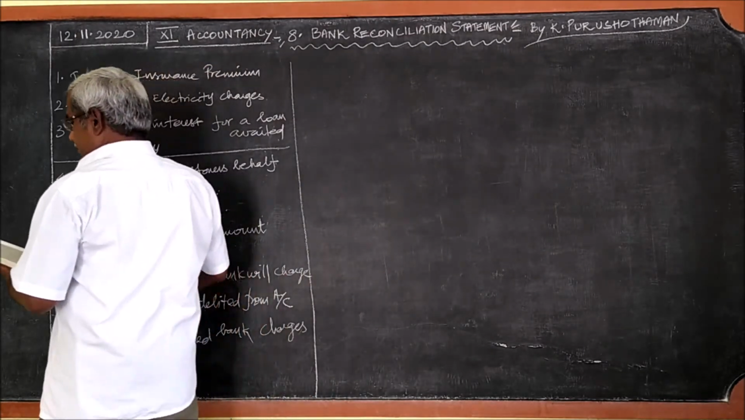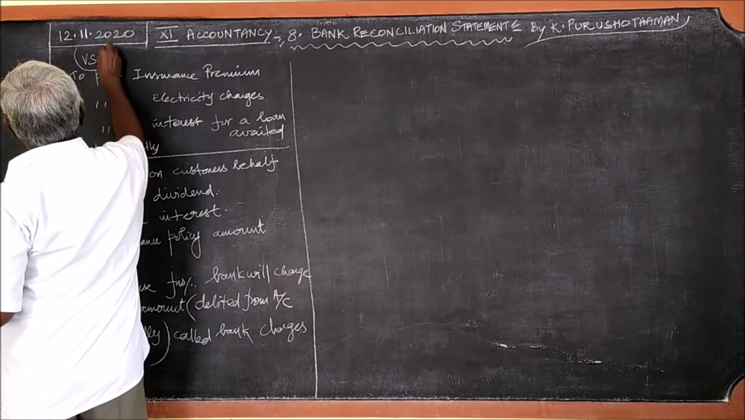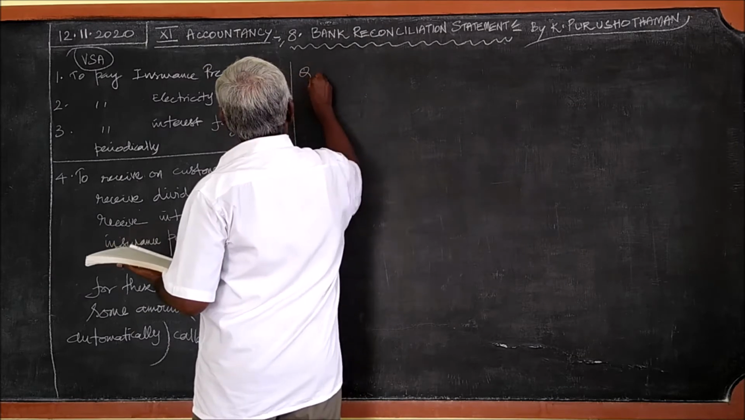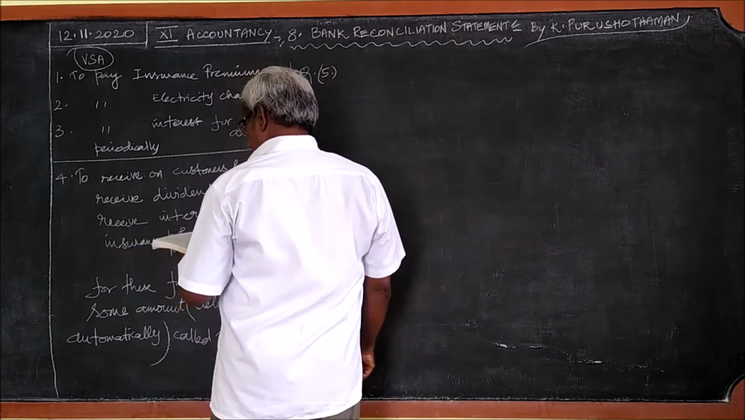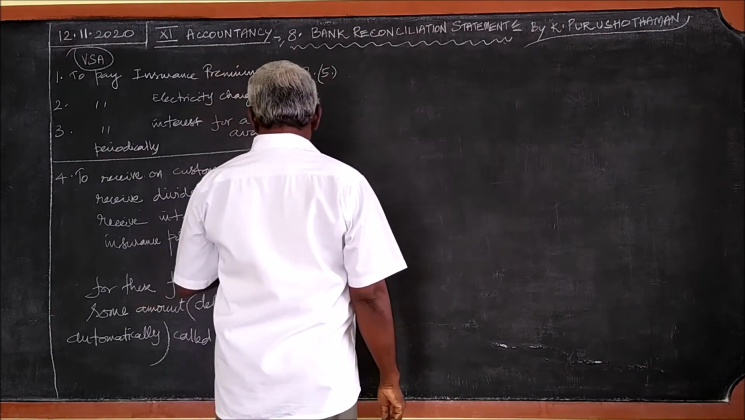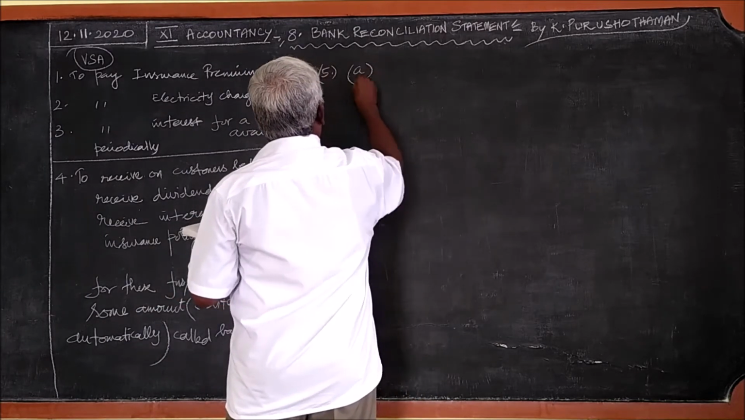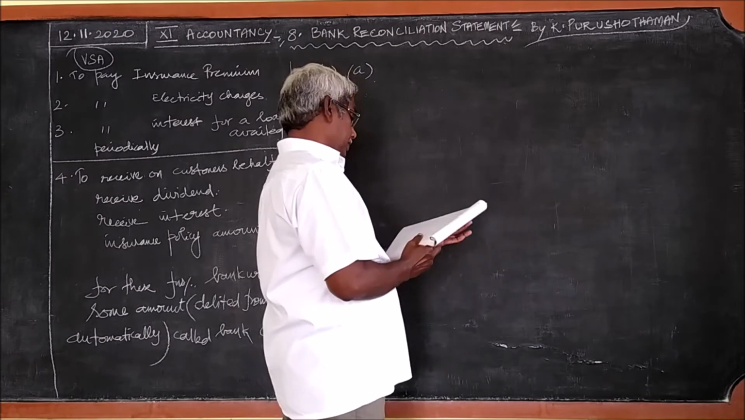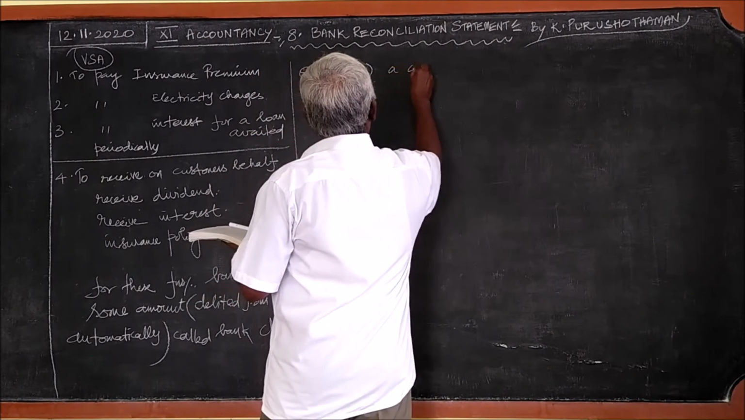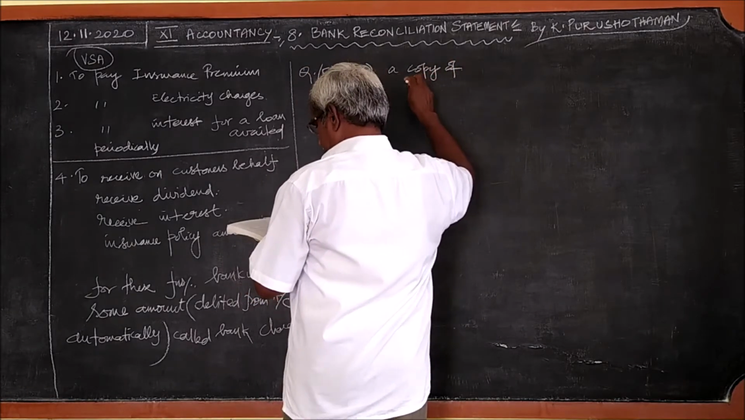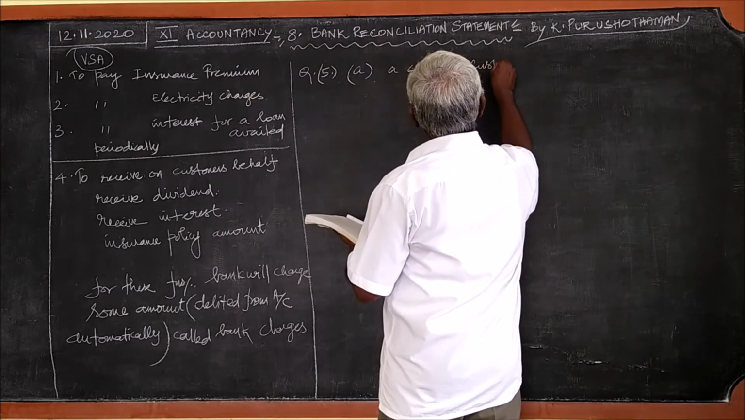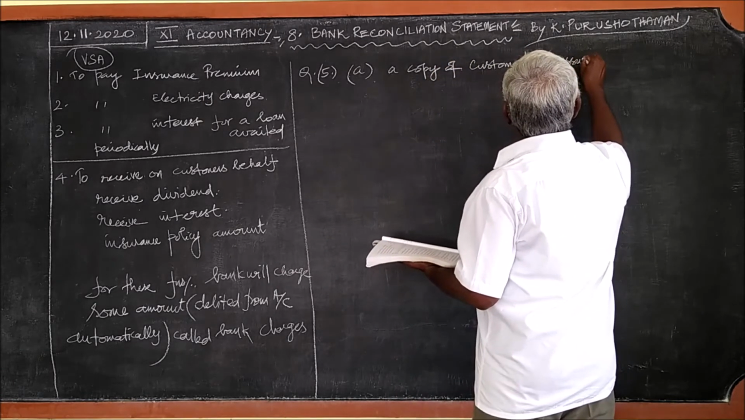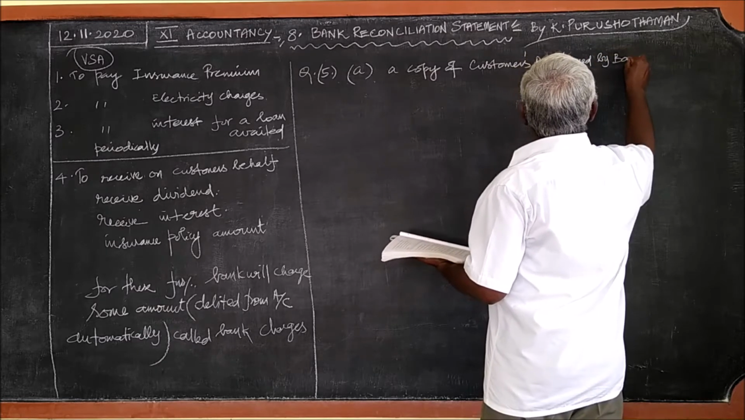Then fifth, question 5. 5A. A copy of customer's account issued by the bank. What is there? A copy of customer's account issued by bank. This is the first question.